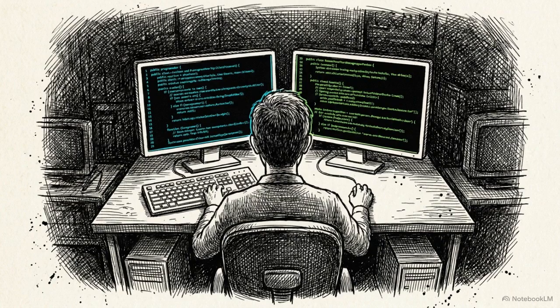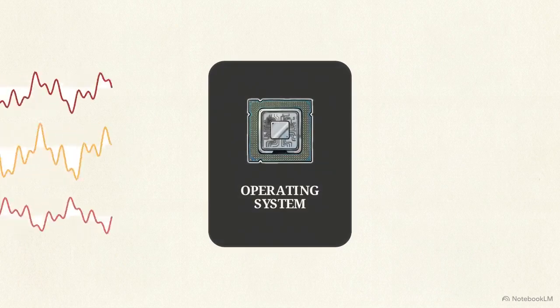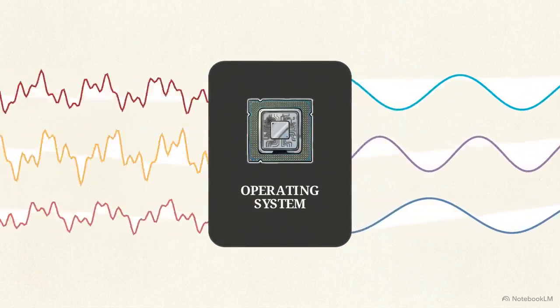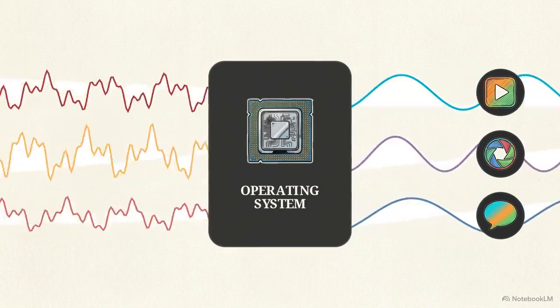Programmers don't have to worry about the metal inside the machine, they just write the logic. It sits out of sight, acting as a strict but fair manager. The operating system takes a chaotic tangle of raw electrical signals and transforms it into the stable digital reality we interact with every single day.